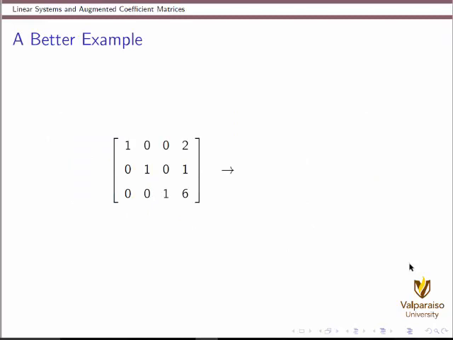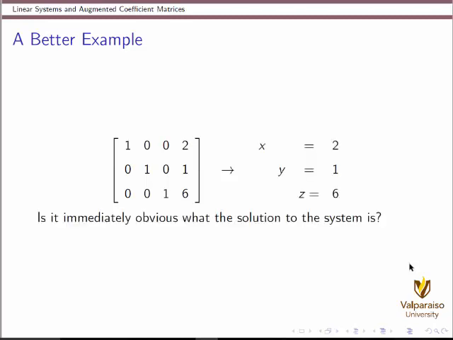Can you tell the system of equations that it represents? It's that one. Because there's a lot of zeros, a lot of the variables will drop out when you reproduce the equations. Is it immediately obvious what the solution to this system is? The answer is yes, it's right there in front of our face. The solution to this system is x equals 2, y equals 1, z equals 6. We can read it right out of the augmented coefficient matrix.